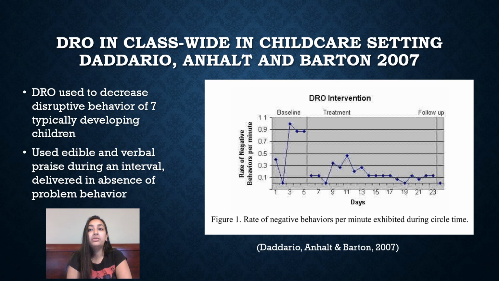In another example, disruptive behavior of 7 typical children was decreased using a DRO. An edible and verbal praise during a set interval were delivered in the absence of disruptive behavior. They saw a significant decrease of problem behavior during circle time.